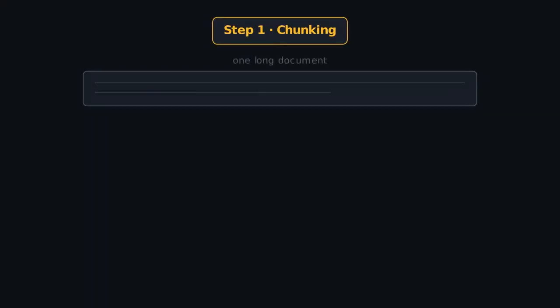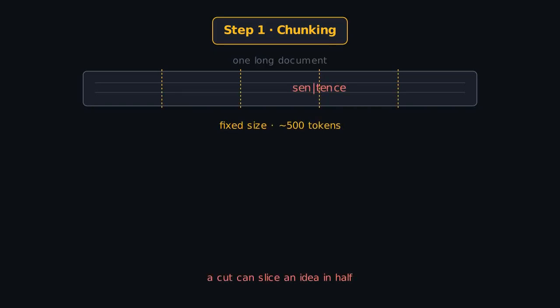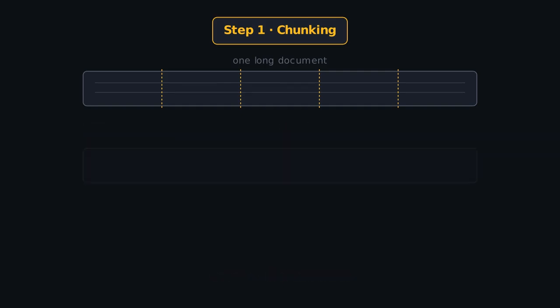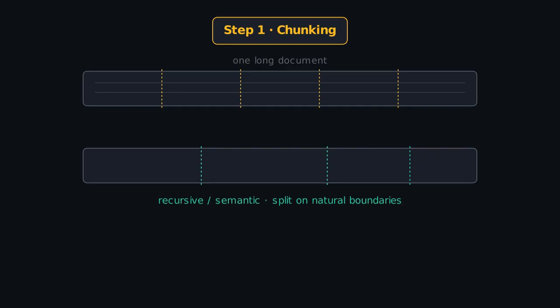Step 1. Chunking. A whole document is far too long to embed at once, so we split it into smaller pieces. The simplest approach is fixed-size chunks, say 500 tokens each. But cutting blindly can slice a sentence, or a whole idea, right down the middle. So we add overlap. Each chunk shares a little text with the next one, maybe 50 tokens, so meaning isn't lost at the seams. Smarter strategies split on natural boundaries instead, paragraphs, sections, or even shifts in meaning. That's recursive and semantic chunking.